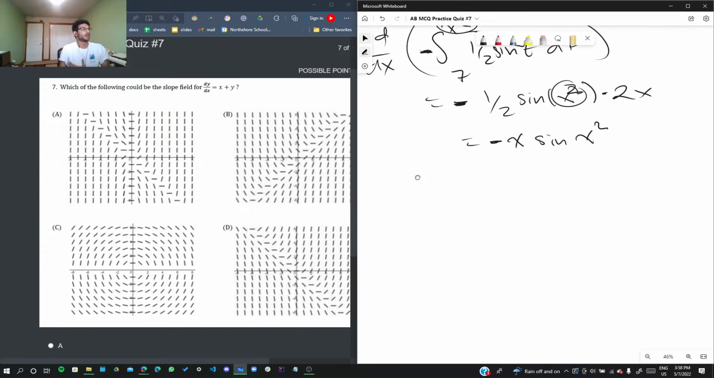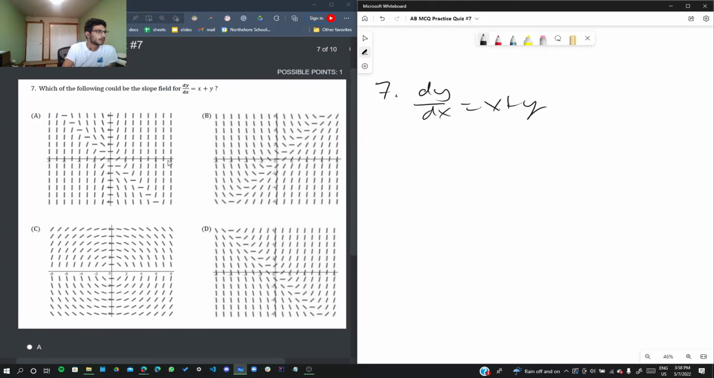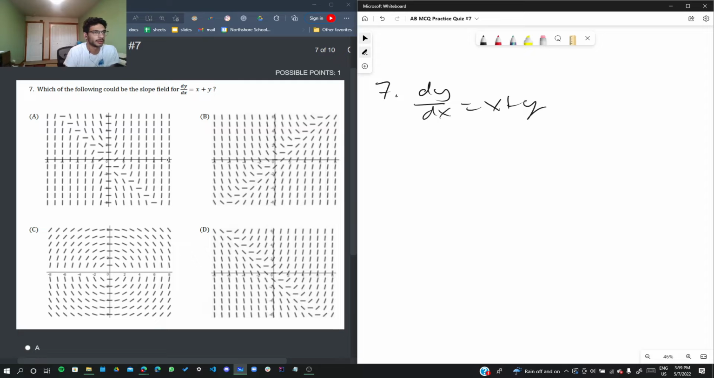Which of the following could be the slope field? dy/dx is equal to x plus y. Good thing to note: if x is equal to 0, I like to always start at the origin. If you had (0, 0), the slope would be 0, because dy/dx is 0 plus 0, which is 0. So we need to find a place where it's 0. That rules out c, so we're left with a, b, and d.